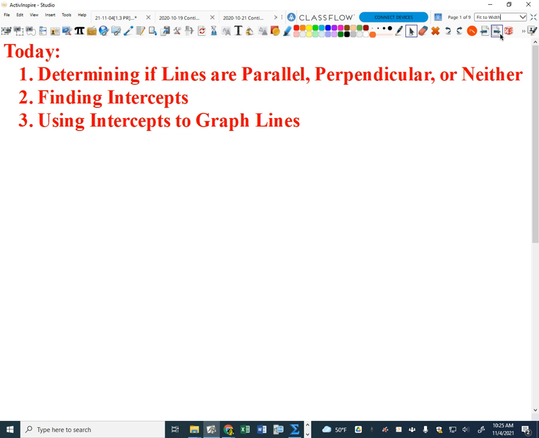Anybody else? Good? Okay. So we're going to talk about slope stuff. We're going to talk about determining if lines are parallel or perpendicular or neither. That's our first topic. We're going to talk about how to find intercepts and then how we could use the X and Y intercepts to graph lines. So not a ton on the docket.